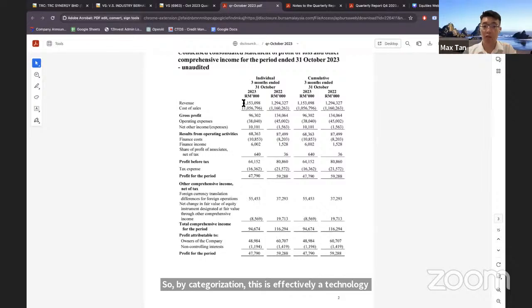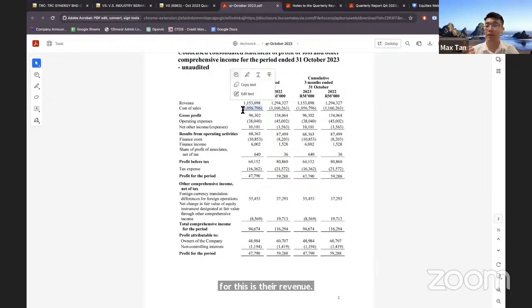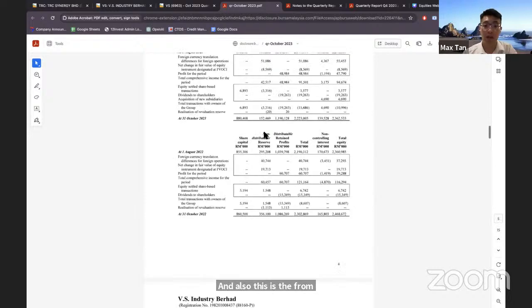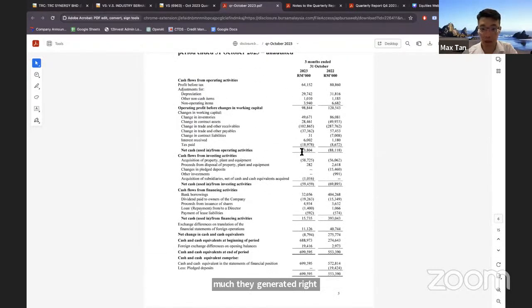So their revenue is generated by how many units of the product, for example, vacuum or hair dryer, that they produce. How many products they produce is their revenue. Then the cost of sales, right? They are raw material. EMS is a very labor intensive industry, so it will require a lot of labor. So their costs probably involve a lot of labor as well. Then you arrive at the profit and profit before tax. And this is from operating activities alone, how much they generated, right? Then moving into their cash flow.